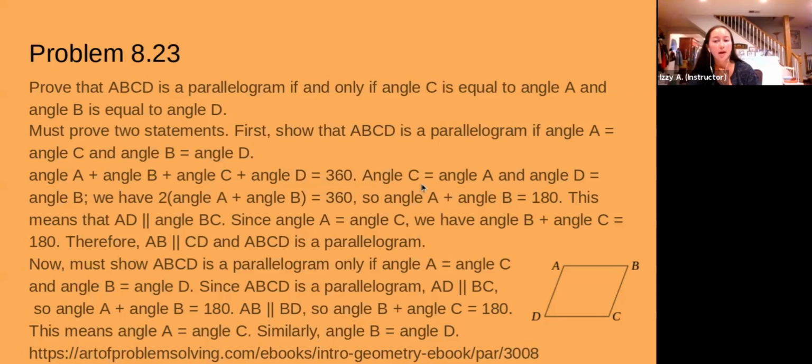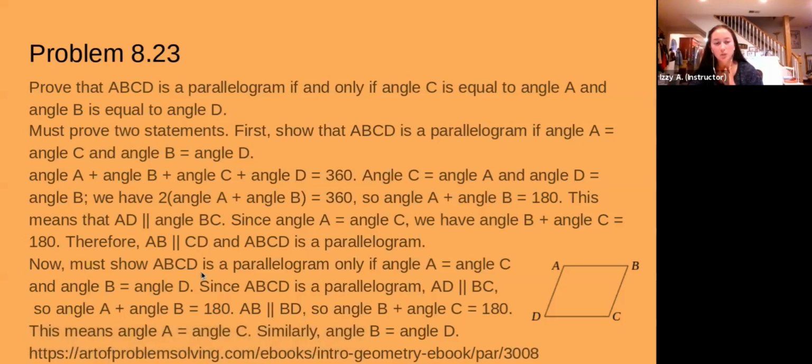We know that angle C is equal to angle A and angle D is equal to angle B. So we have 2 times angle A plus angle B, because we're substituting the angles since they're congruent to each other, to get 360 degrees. So angle A plus angle B equals 180. Therefore, AD is parallel to BC. Since angle A is equal to angle C, we have angle B plus angle C equal to 180. Therefore, AB is parallel to CD, and ABCD is a parallelogram.